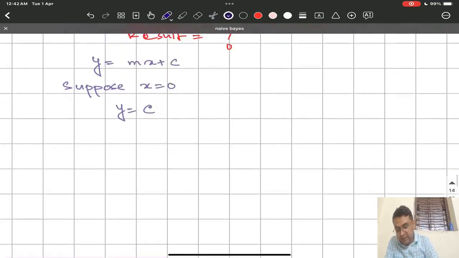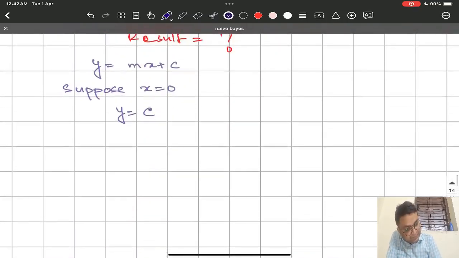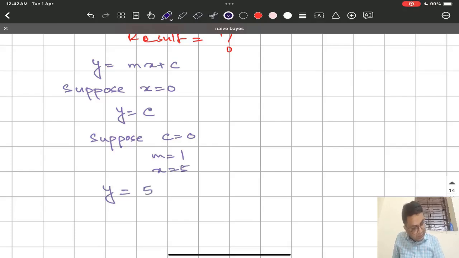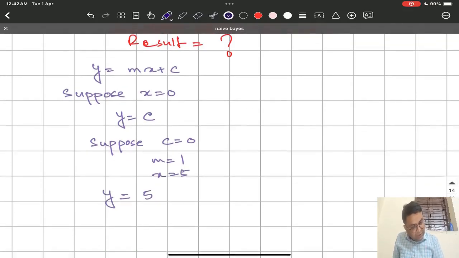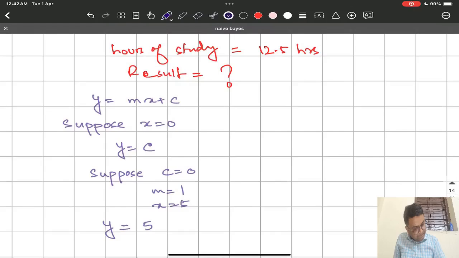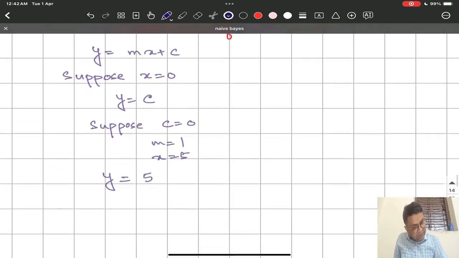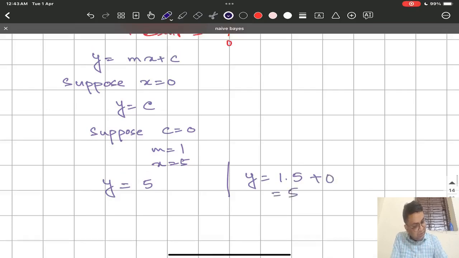एग्जाम्पल ले लो और थोड़ा डिटेल में मैं यदि करना चाहूँ तो हाउ विल अंडरस्टैंड. सपोज c इक्वल टू 0, m इक्वल टू 1, x इक्वल टू 5. सपोज तो y इक्वल टू हाउ मच? y इक्वल टू 5, m equal to 1, x equal to 5. So y equal to 5. How y equal to 5? Y equal to m is how much? 1 into x equal to 5 plus 0. So y equal to 5.